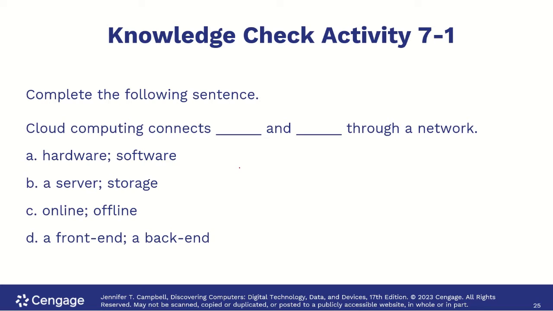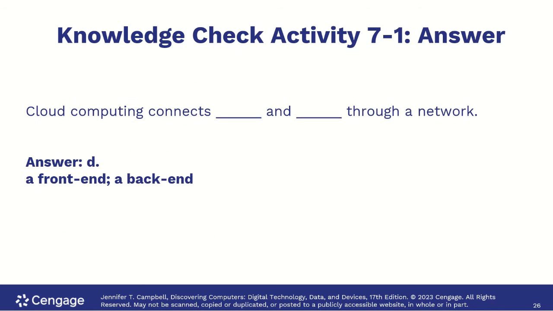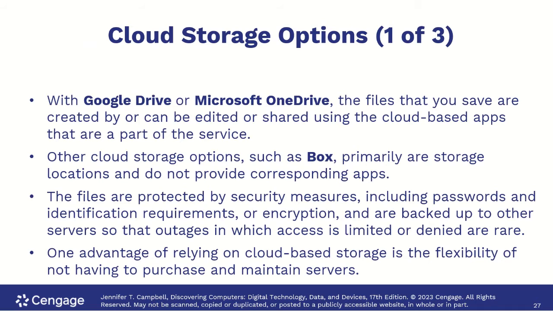Let's check some knowledge. Cloud computing connects dash and dash through a network. What is the right answer? Hardware and software, server, storage, online, offline, front end, back end. Which one is correct? Answer D is correct: front end and back end.